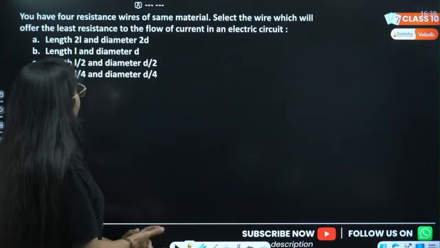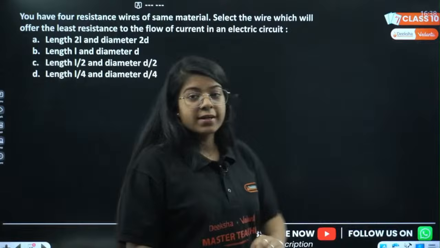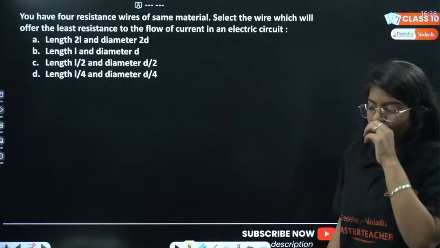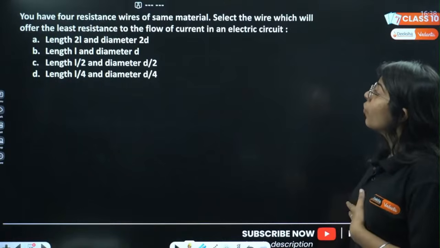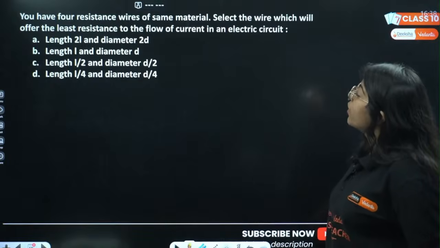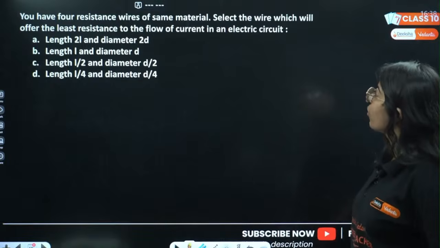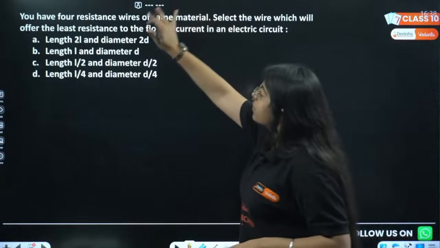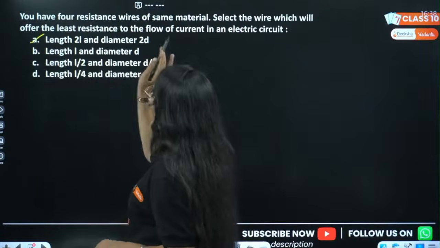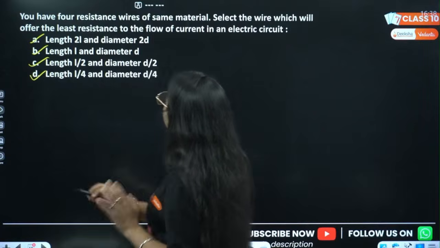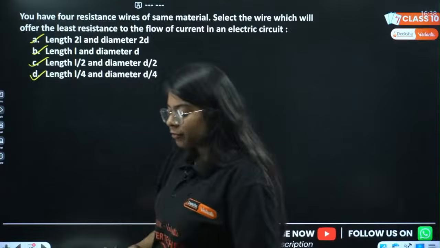Next question. You have 4 resistance wires of same material. Select the wire which will offer the least resistance to the flow of current in an electric circuit. We have 4 wires. The first is length 2L and 2D, length L and D, length L by 2 and D by 2, length L by 4 and diameter D by 4.